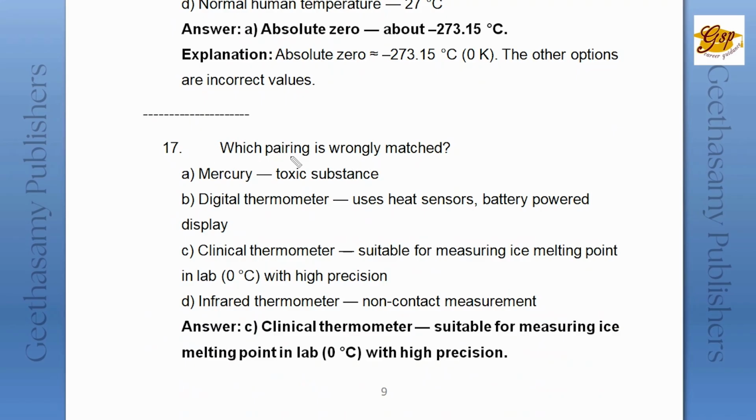17th question. Which pairing is wrongly matched? Mercury, toxic substance. Digital thermometer uses heat sensor, battery powered display. Clinical thermometer suitable for measuring ice melting point in lab, 0 degrees centigrade with high precision. Infrared thermometer, non-contact thermometer. The answer is it's a wrong one.